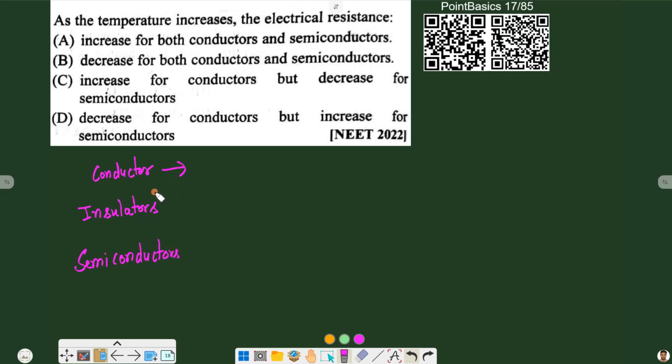So first let's discuss conductors. For conductors, what do we have? We have free electrons moving around positive ions which are fixed.